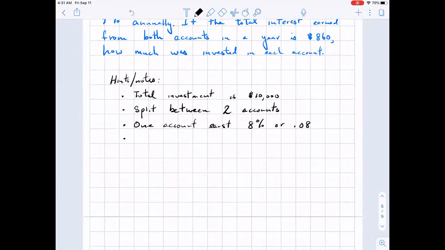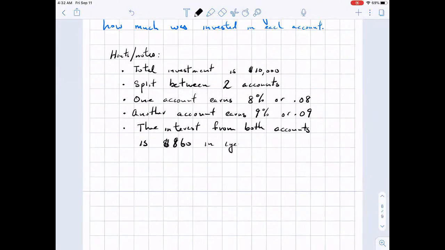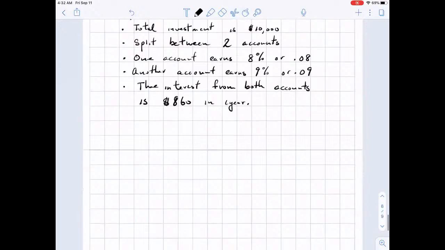The other account earns 9% or 0.09. We know that the total interest from both accounts is $860 in 1 year. So what do we want to do?